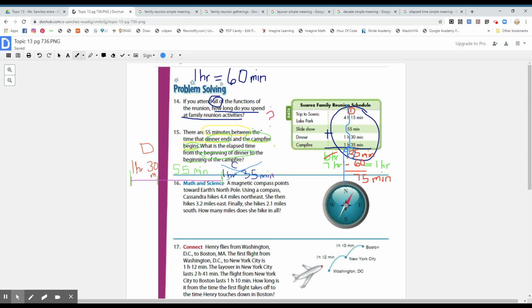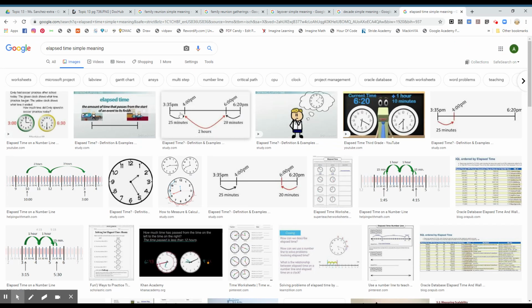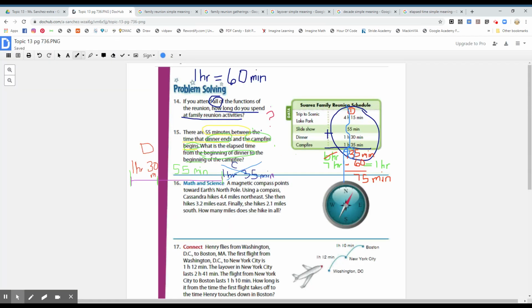All right. So now, what do you want to do with these numbers, boys and girls? If they want to know how long the elapsed time was, how long something took, right here they're telling you it's 25 minutes. Here's 2 hours. Here's 20 minutes. So what do you want to do with this information? The 1 hour, 30 minutes and the 55 minutes, what do you think we should do with that? If you said add, then you are correct, boys and girls.